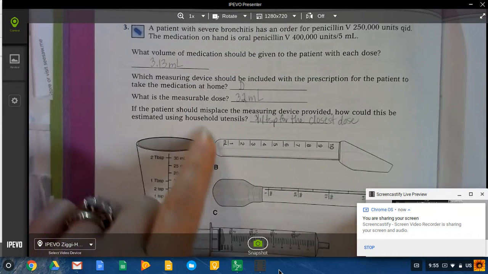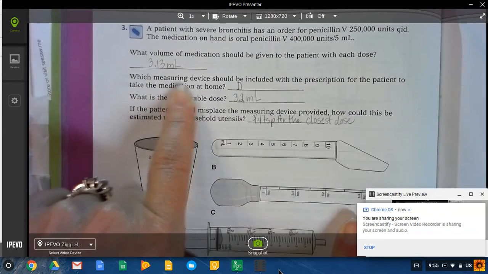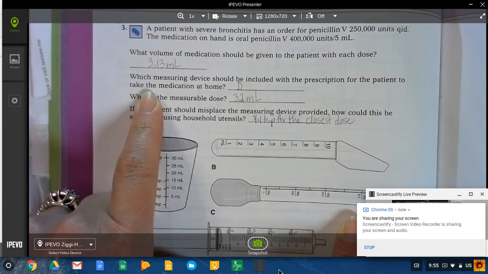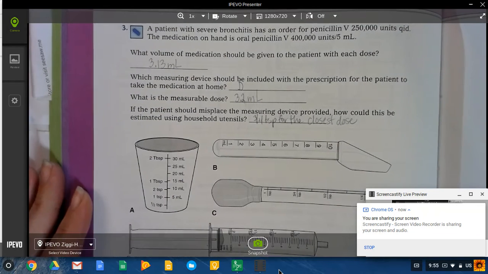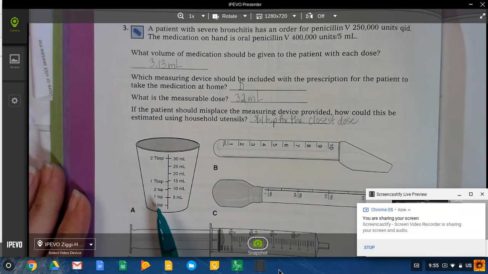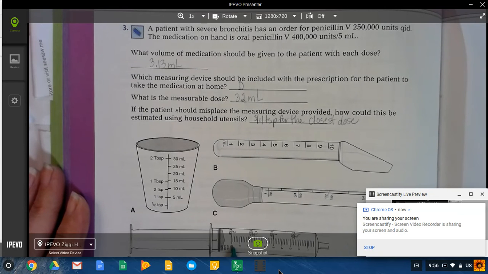Now, the next part of that was what measuring device should be included if that person's going to take the medication at home. Well, in order to get the most accurate dose, 3.13 milliliters, we're not going to be able to do that there. Right here, you can't measure it out accurately. This is going to be the best one. D is going to be able to measure that out the most accurately.